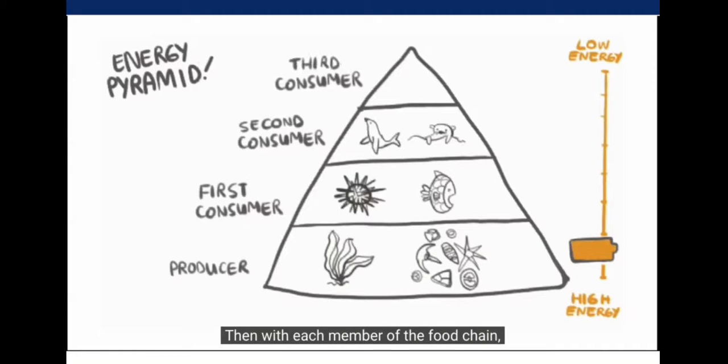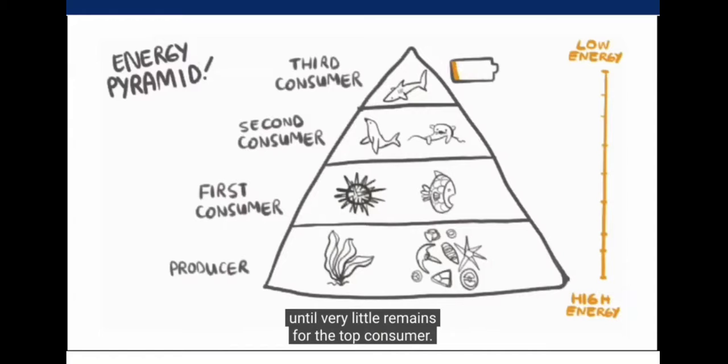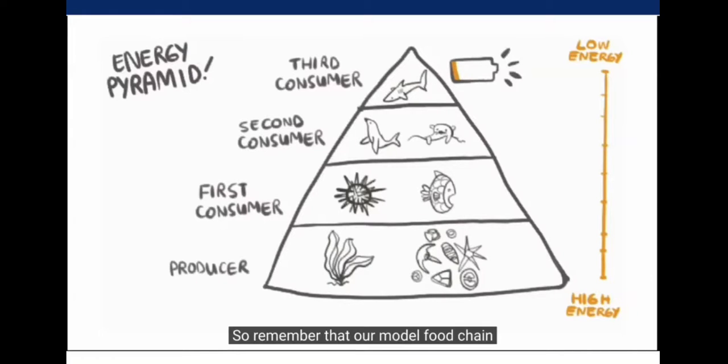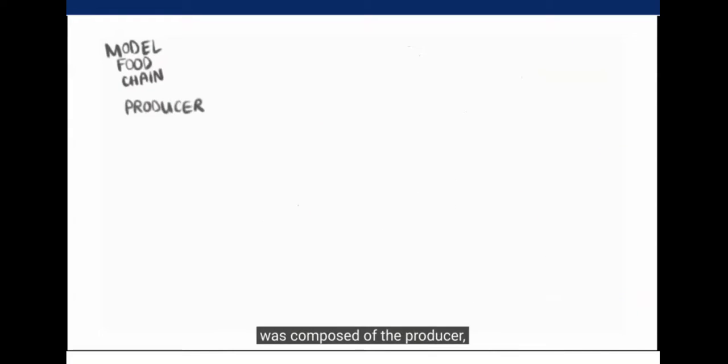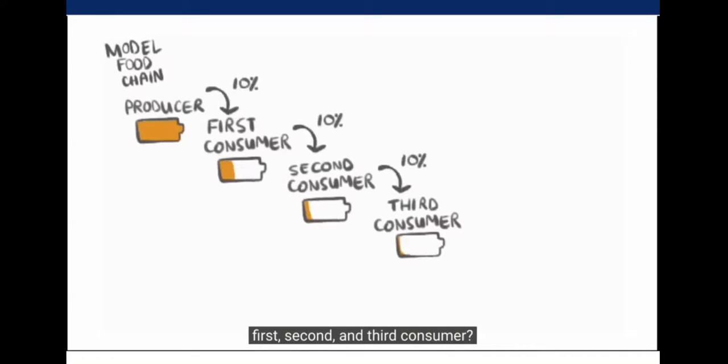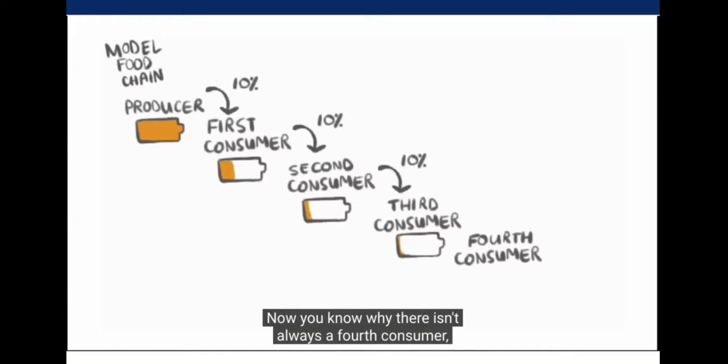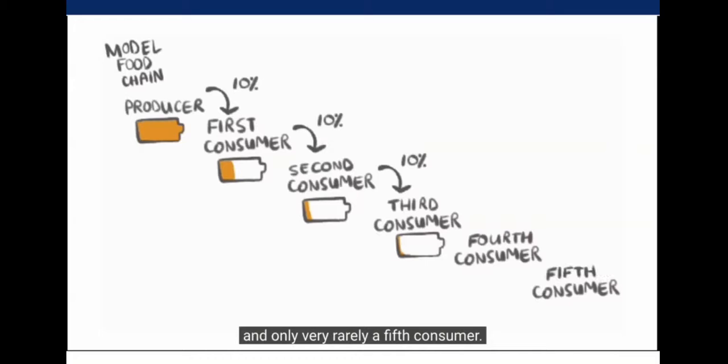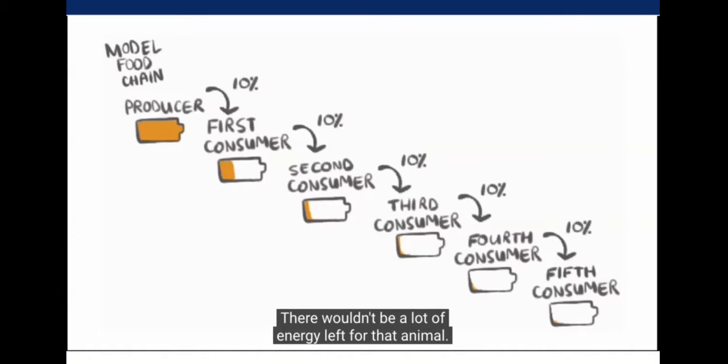Then with each member of the food chain, energy is lost as work, heat, or waste, and so very little remains for the top consumer. So remember that our motto food chain was composed of the producer, first, second, and third consumer? Now you know why there isn't always a fourth consumer and only very rarely a fifth consumer. There wouldn't be a lot of energy left for that animal.